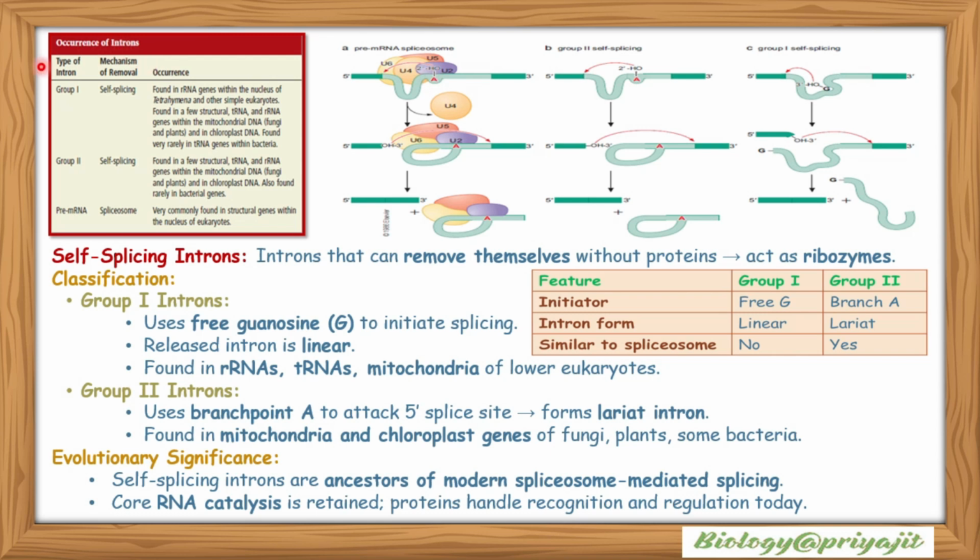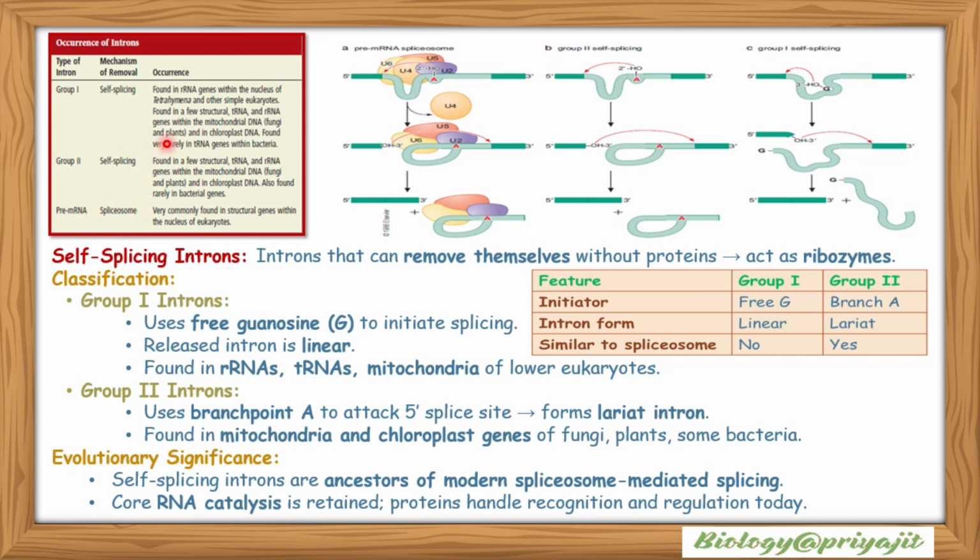So this is the table showing the three basic types of intron: group 1 intron, group 2 intron, and pre-mRNA. Mechanism of removal: group 1 introns and group 2 introns are removed through self-splicing, but pre-mRNA is spliced with the help of the spliceosome.